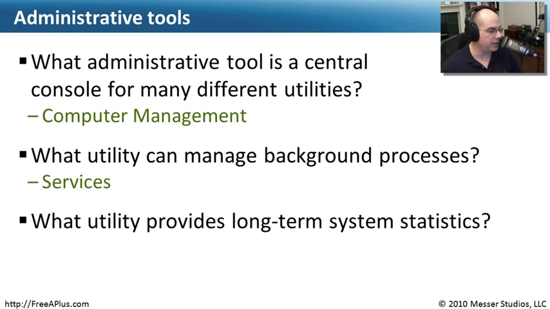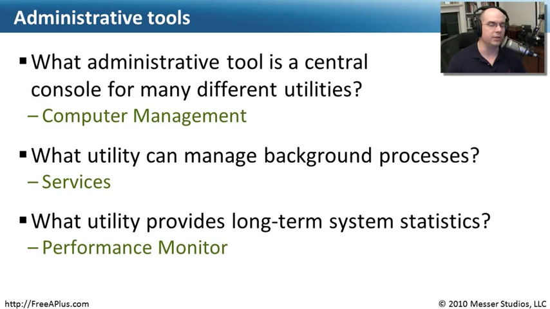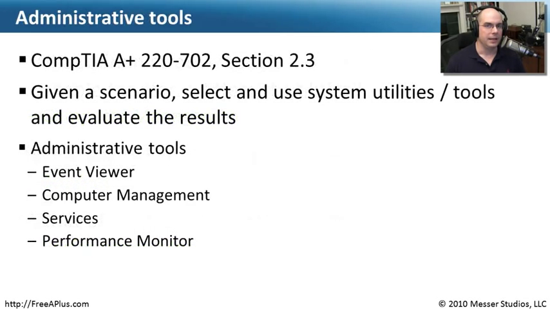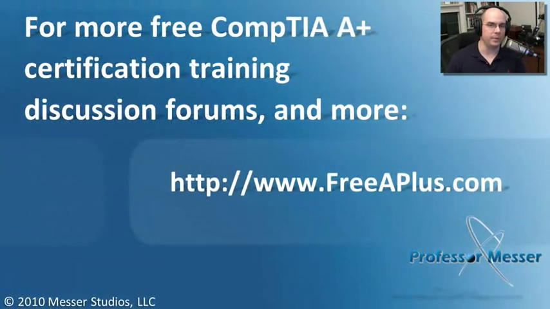And the last question is, what utility provides long-term system statistics? The long-term statistical roll-up that we were looking at is found under our performance monitor. And we've gone through now all of these different requirements for 227.02 section 2.3, where we've been able to use the event viewer, computer management, services, and our performance monitor.